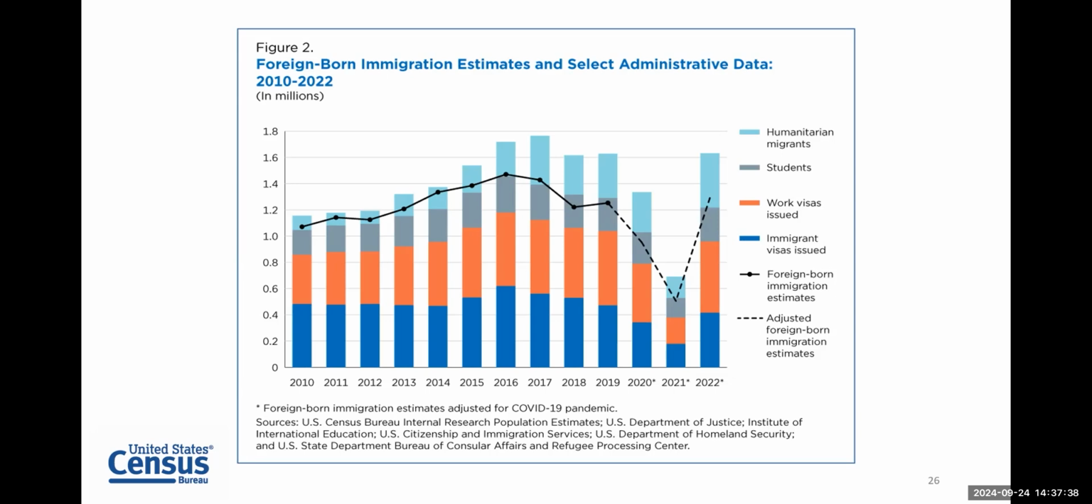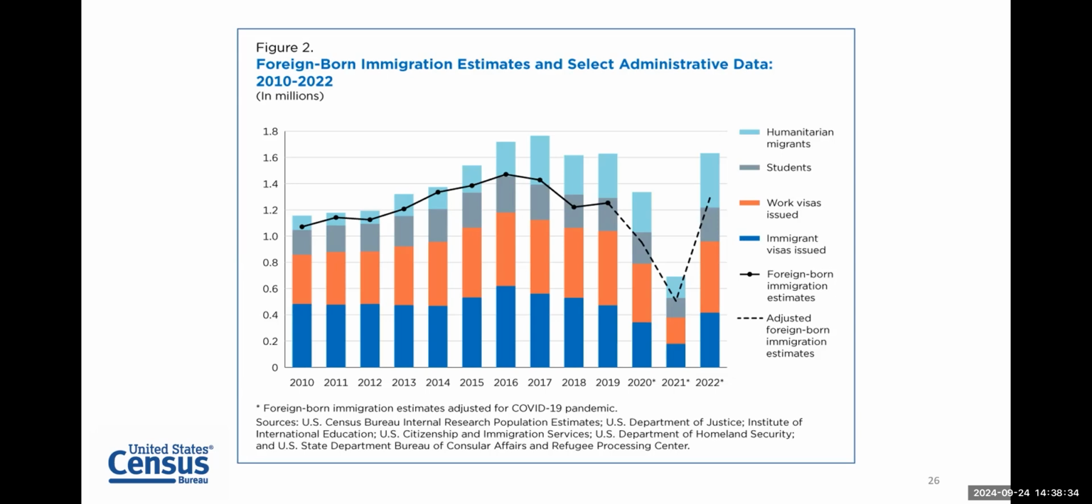Okay. So in this graph, the bars are different administrative data for foreign-born immigrants. The blue bars are immigrant visas that were issued in that particular year. We also have work visas in orange, student data in the darker teal, and humanitarian migrants in the lighter teal. The solid black line is our foreign-born immigration estimates, which is the residence 1 year ago population in the American Community Survey. The dashed black line is the adjusted foreign-born immigration estimates. As you can see, for a lot of the 2010s, our estimates tracked really well with the administrative data. Starting in 2017, we see it was not quite as high.